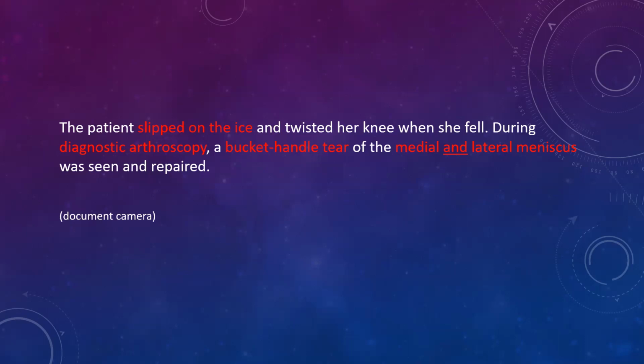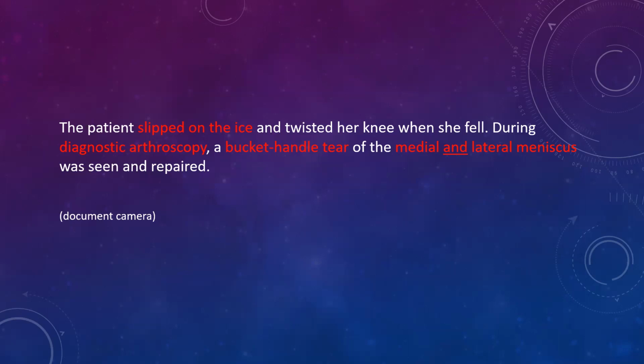She fell on the ice, and then we have a diagnostic arthroscopy. So that's telling us something about the procedure itself, our CPT code. This one's still a little tricky, so we will get into that in a second. And then it says, during this arthroscopy, a bucket-handled tear of the medial and lateral meniscus was seen and repaired. So what does that tell us? That tells us two things.